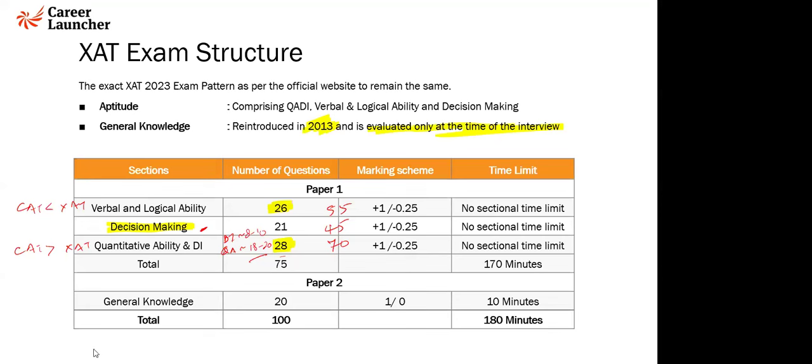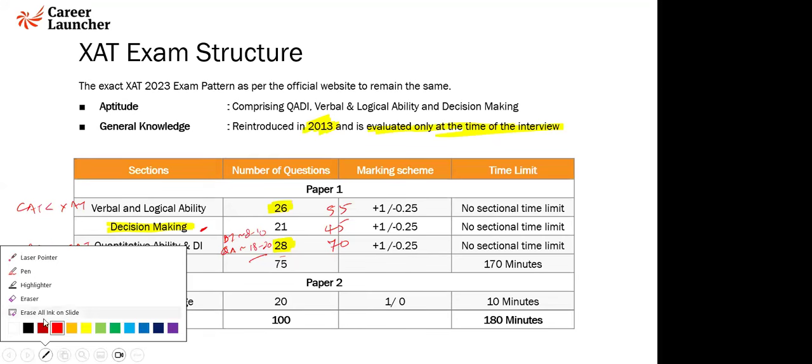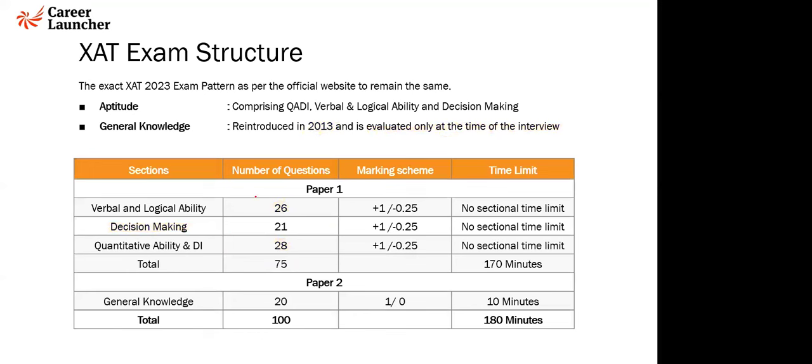How many RCs should be attempted ideally? Ideally, you do the complete paper. Out of, let's say, 5 RCs, maybe you leave a question here or there, but go through all of them. Please understand the basic difference between CAT and XAT: here you have sufficient time. So you should do everything.